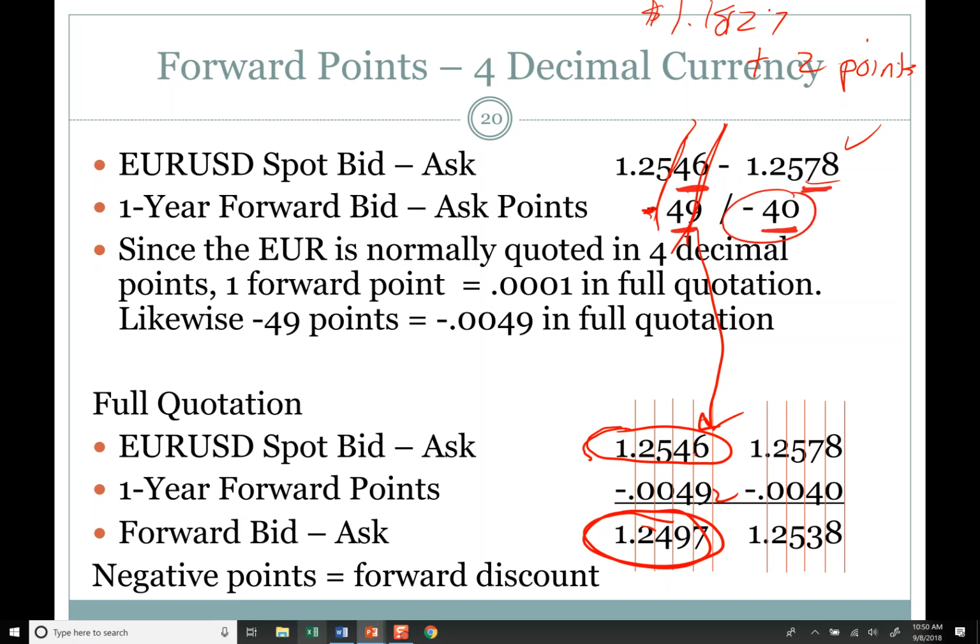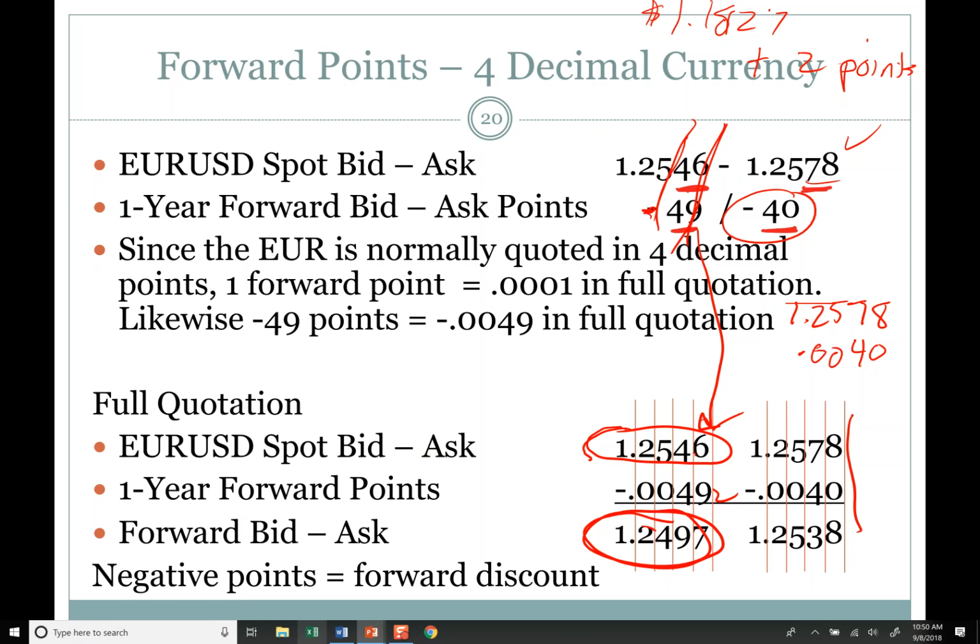The negative 40 points, negative 0.0040. So you're basically always right. So here's how I write it on my piece of paper: 125.78, right? And then if someone tells me to subtract 40 pips, I just right justify it and then fill in zeros.